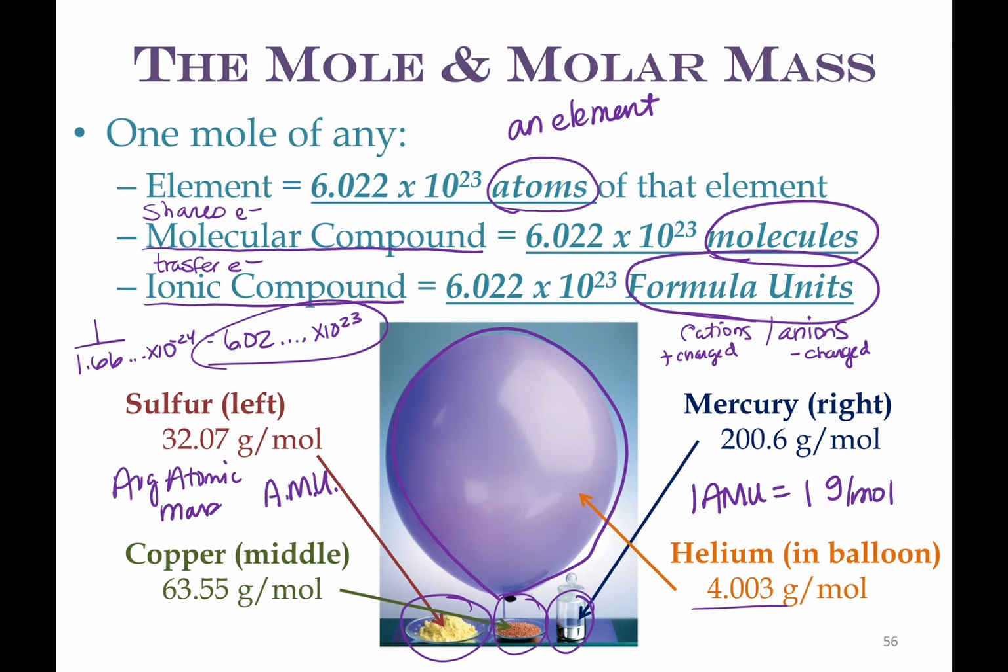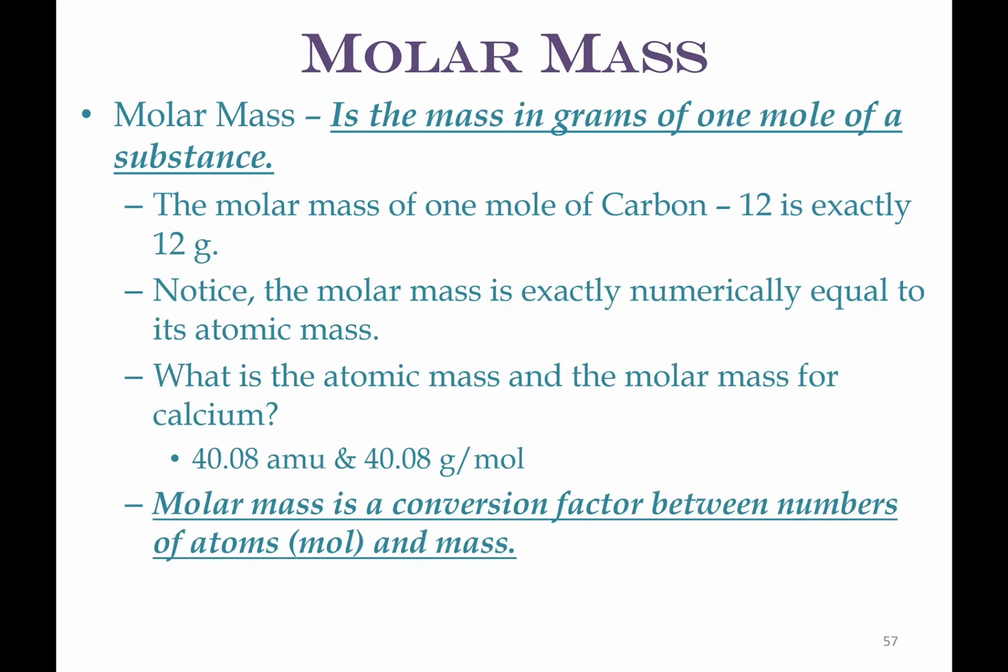Now, I'm going to be a stickler on this, and I should, because this is going to be very important. It's not grams. It's got to be grams per mole, because we have to take into account Avogadro's number. Otherwise, it's not equivalent. So it is grams per mole, not just grams, and you will lose points if you just put grams. So what is molar mass?